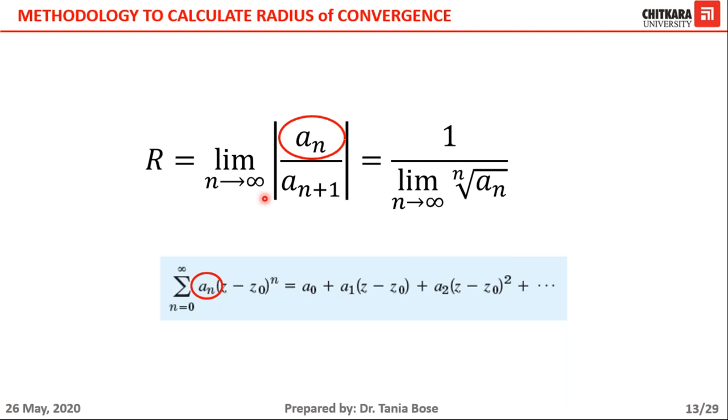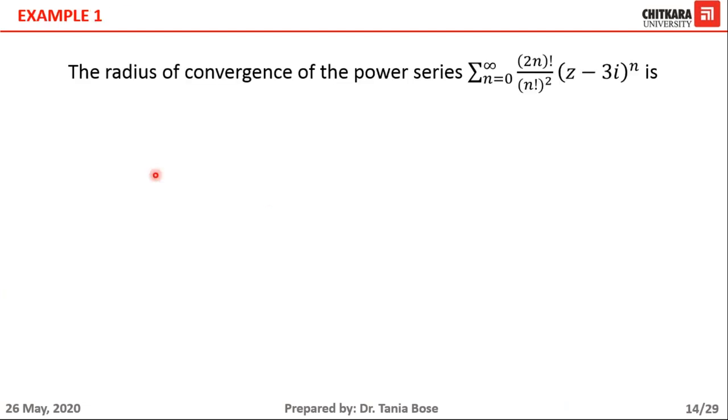Now let's look at the convergence of the power series. This is given to you: summation n going from 0 to infinity, 2n factorial upon n factorial square, into z minus 3 iota raised to power n. These are the four options provided to you.